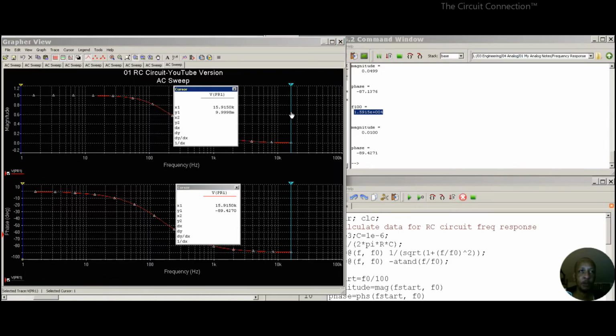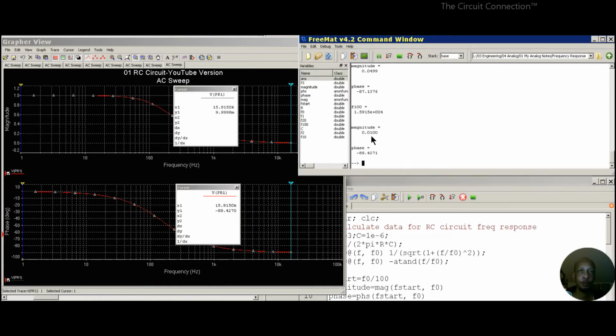So anyways, we're at the end of the range here, and what do we get? For magnitude in the simulation, we get 9.998 milli. So we're getting real small here now. And what do we have in the calculation?